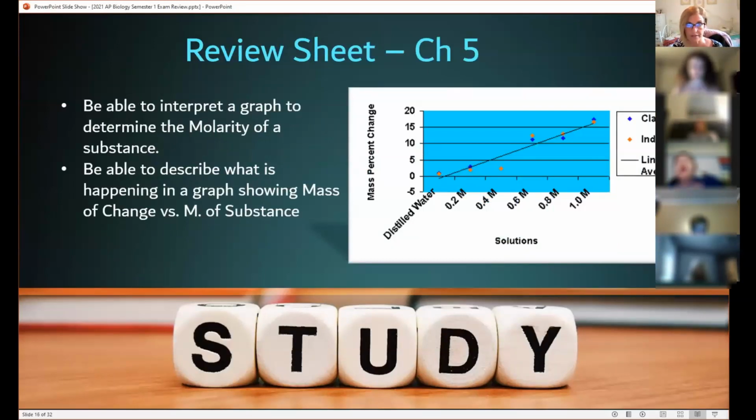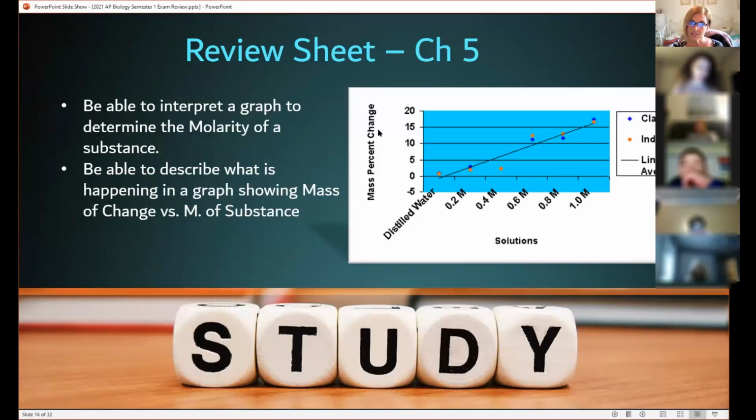This is similar to a lab we did where we had to figure out the molarity of a potato. So you'll have a graph and you'll have to be able to identify the solutions or the potato's molarity, for example. Remember the point where it crosses 0, it is isotonic. It's neither gaining nor losing mass. So at this point, you can say the plant cell would have the same solute concentration. So this is a little more than 0.1, right?